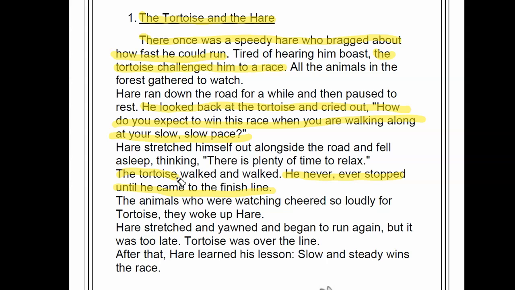Lena? He crossed the finish line. Did he cross the finish line first or second? First. So did he win? Yes. But they didn't tell us that he won. But based on that sentence, you kind of assume, right, that he won, right? Yes. After that, Hare learned his lesson.